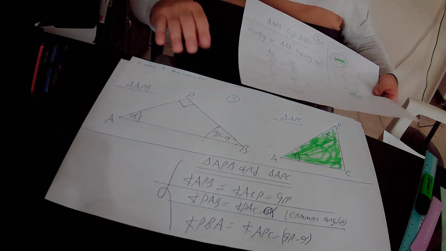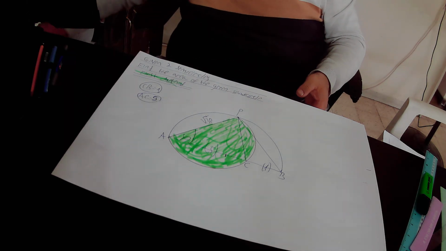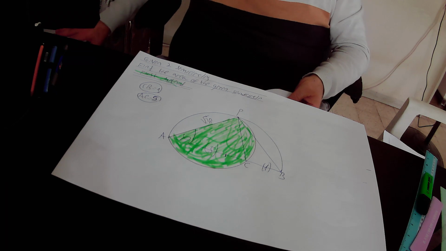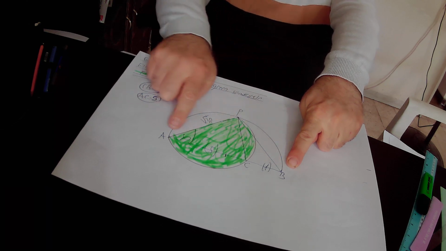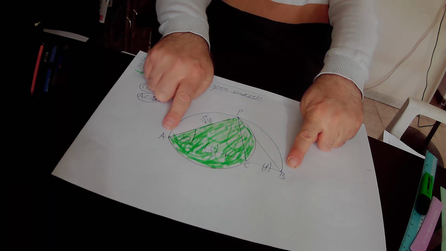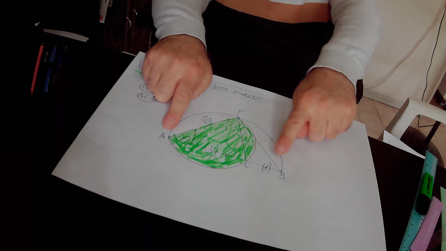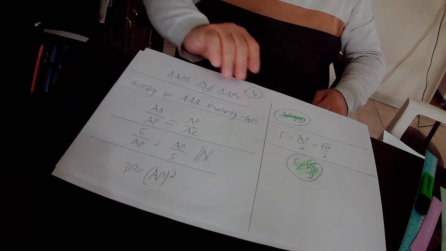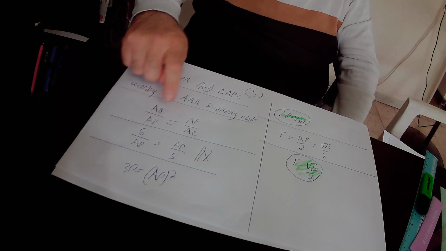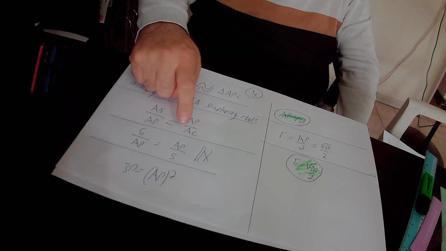What is the length of AB? AB equals AC plus CB. So AB in total equals AC, that is 5, plus CB, that is 1. So in total, AB equals 5 plus 1, that is 6. AB equals 6 and AC equals 5. So we substitute AB by 6 and AC by 5. So in total we find that 6 over AP equals AP over 5.